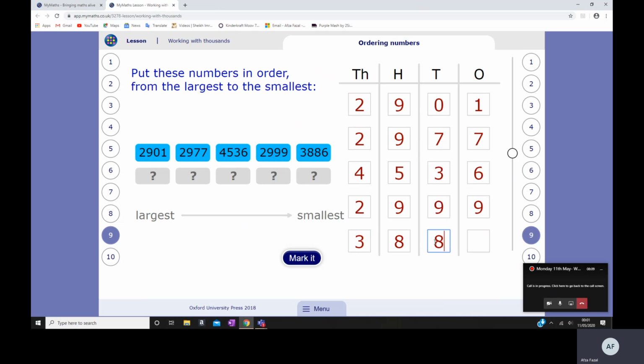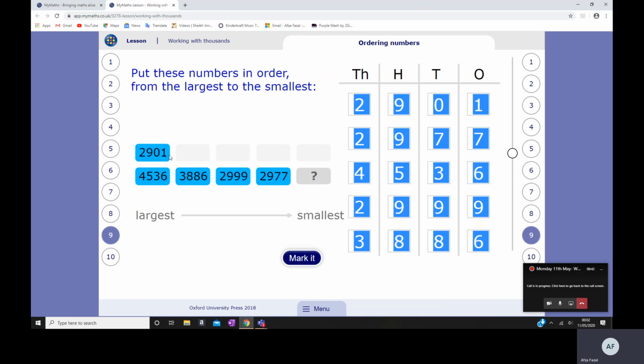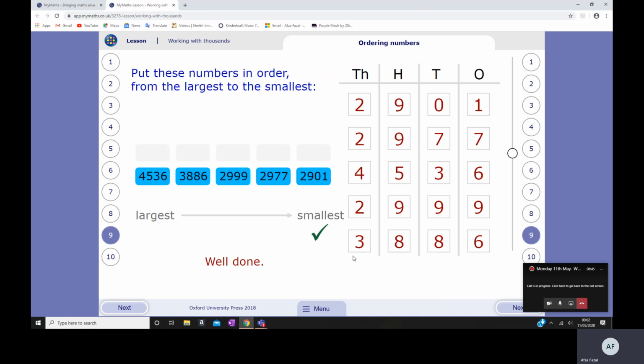And when you do this, you will need to look at each column. So you can start off with the thousands because they're largest first. So I know the largest thousand is 4,536. Now the second largest is 3,886. Now it gets tricky when it comes to the 2,000 numbers because the thousands and the hundreds are the same. So now I look at the tens column. So here I've got a 9, a 7 and a 0. So I know a 9 in the tens is greater, then the 7 and then the 0. So you look at the place value of each column. Again, I started with the thousands, the hundreds, then I moved on to the tens.